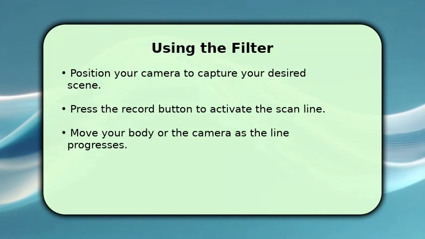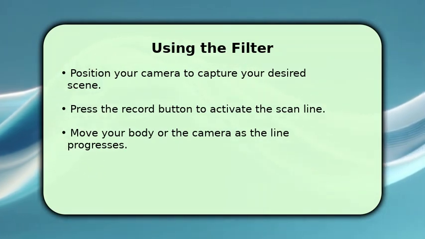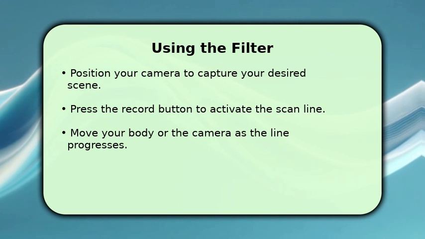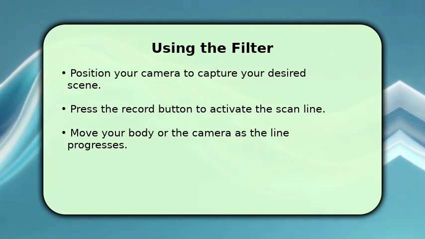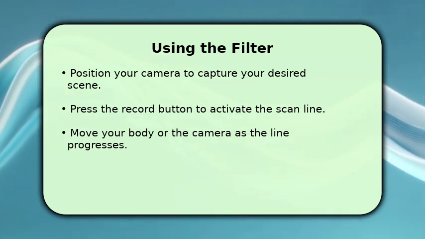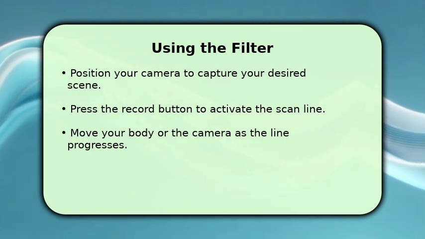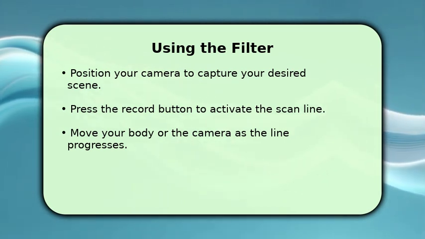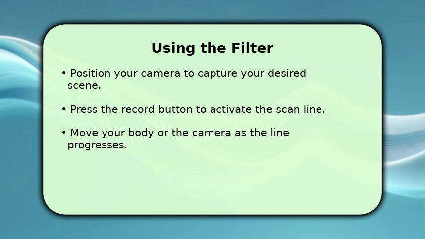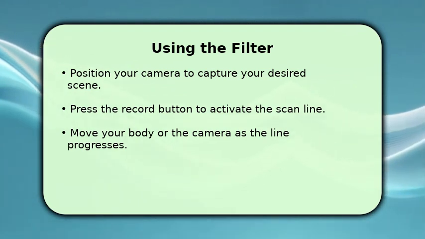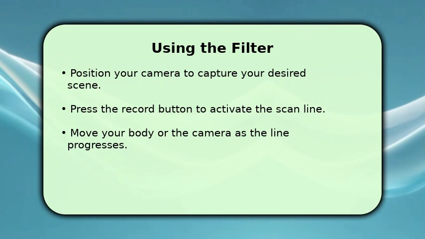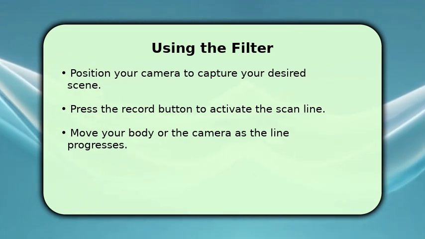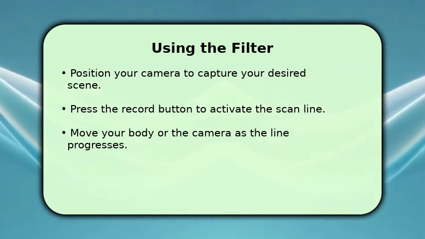With the Time Warp filter selected, position your camera to capture your desired scene or subject. When you are ready, press and hold the record button. A blue line will begin to scan across your screen, either vertically or horizontally. As the line moves, subtly shift your body, face, or the camera itself to create fascinating distortions. Try moving slowly or quickly to see how the effect changes your video.